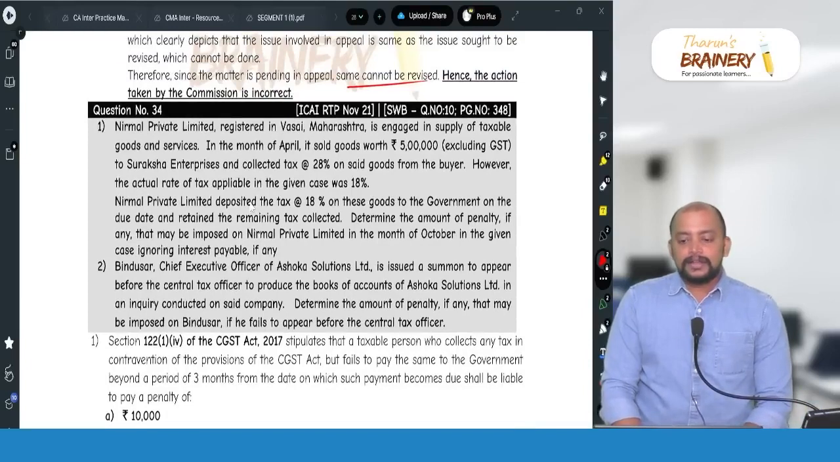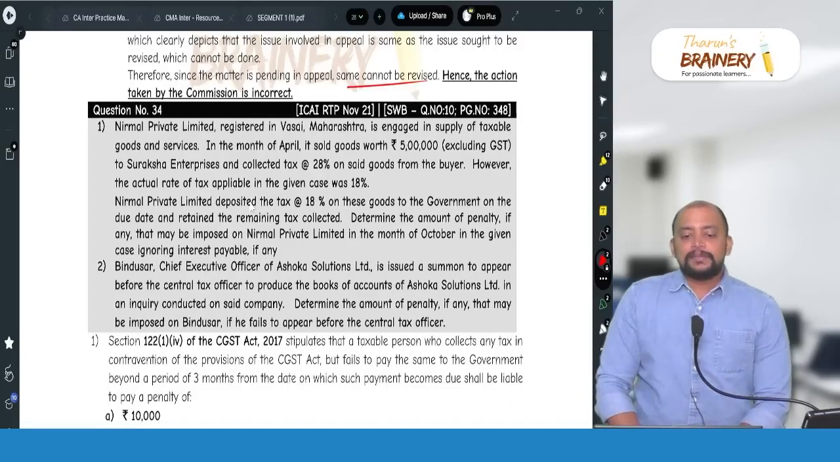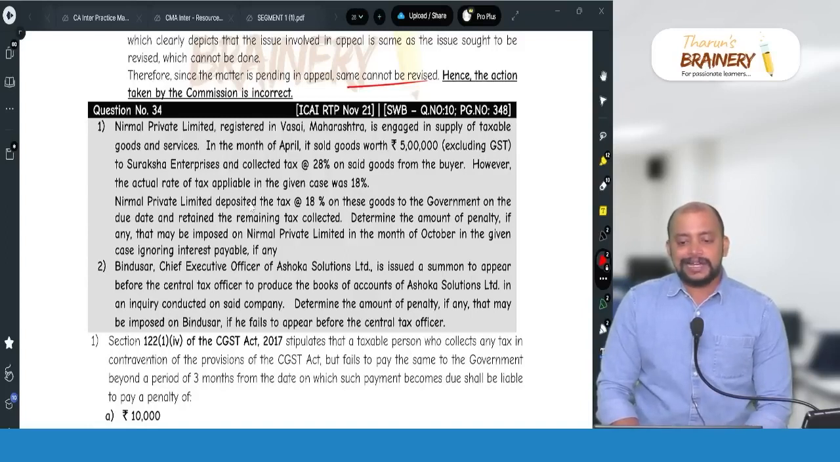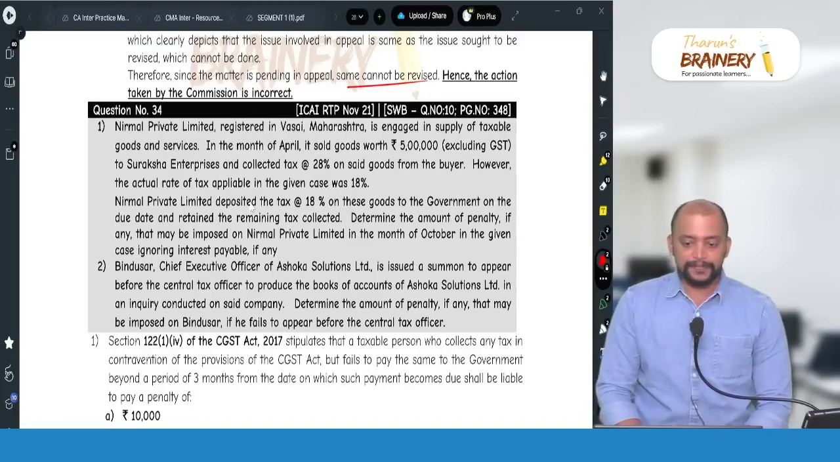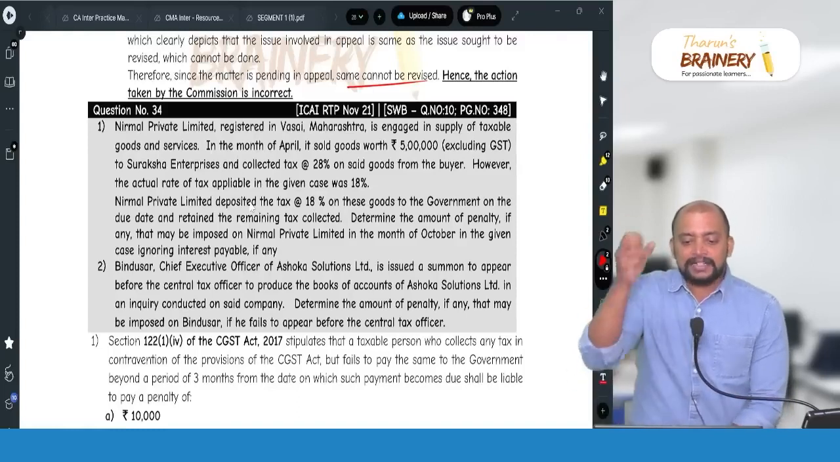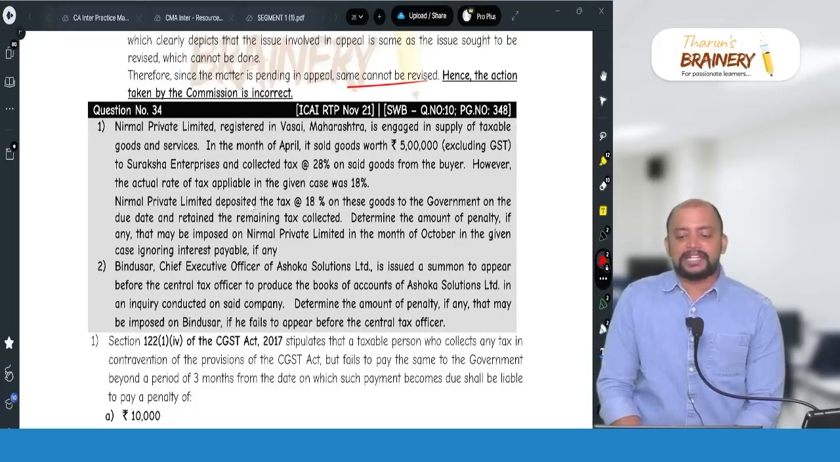Then, page number 348. Nirmal Private Limited, registered in Vasai, Maharashtra, is engaged in supply of taxable goods and services. In the month of April, it sold goods worth rupees 5 lakhs excluding GST to Suraksha Enterprises and collected tax at 28% on the said goods from the buyer. However, the actual rate of tax applicable in the given case was 18%. Nirmal Private Limited deposited the tax at 18% on these goods to the government on the due date and retained the remaining tax collected. Amount collected as tax but not paid. Determine the amount of penalty, if any, that may be imposed on Nirmal Private Limited in the month of October.